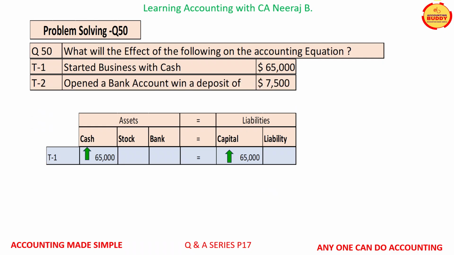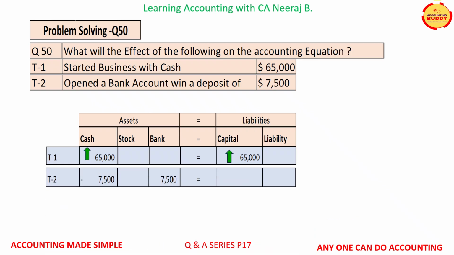Now T2 transaction is, a bank account is opened with a deposit of $7,500. Now with this transaction, bank balance will increase by $7,500 and the cash balance will be reduced by the same amount. The effect of this transaction will only be on the asset side of the accounting equation, as both cash and bank balance are assets.